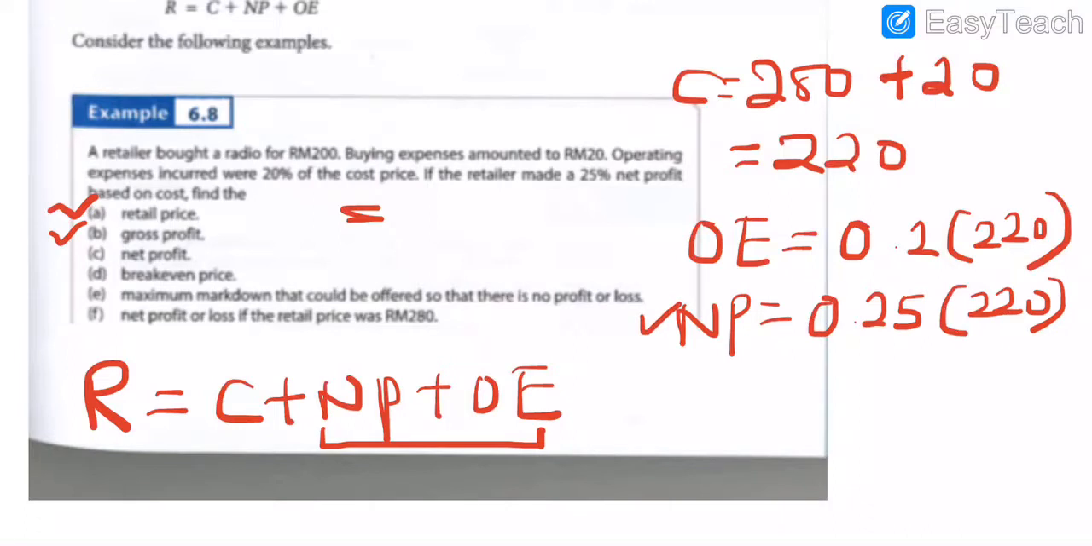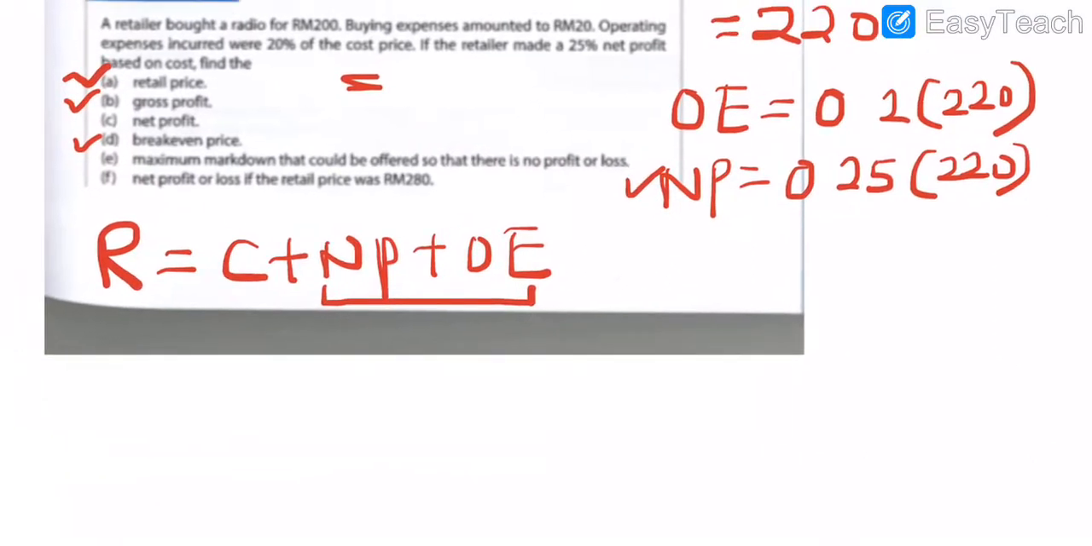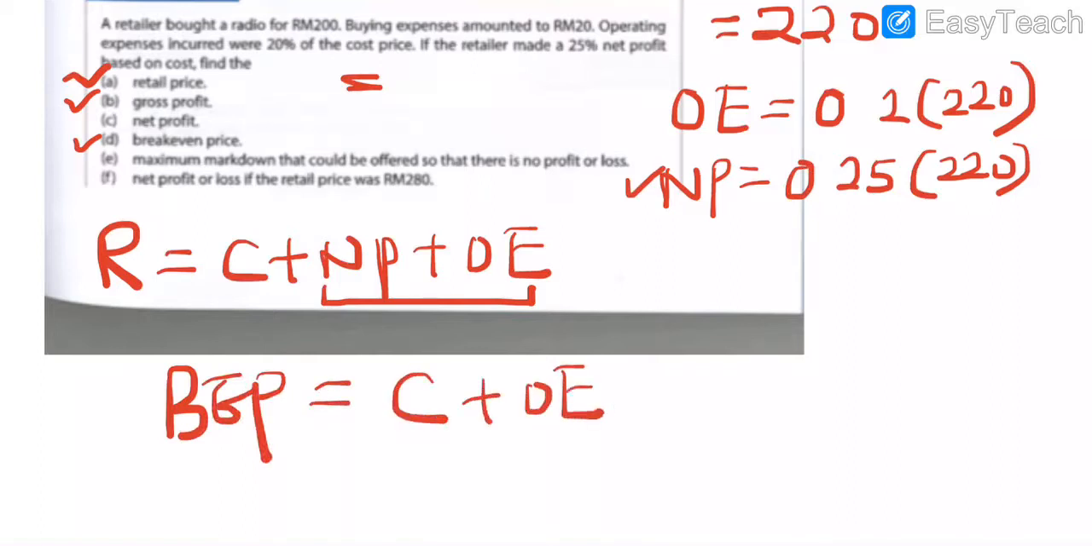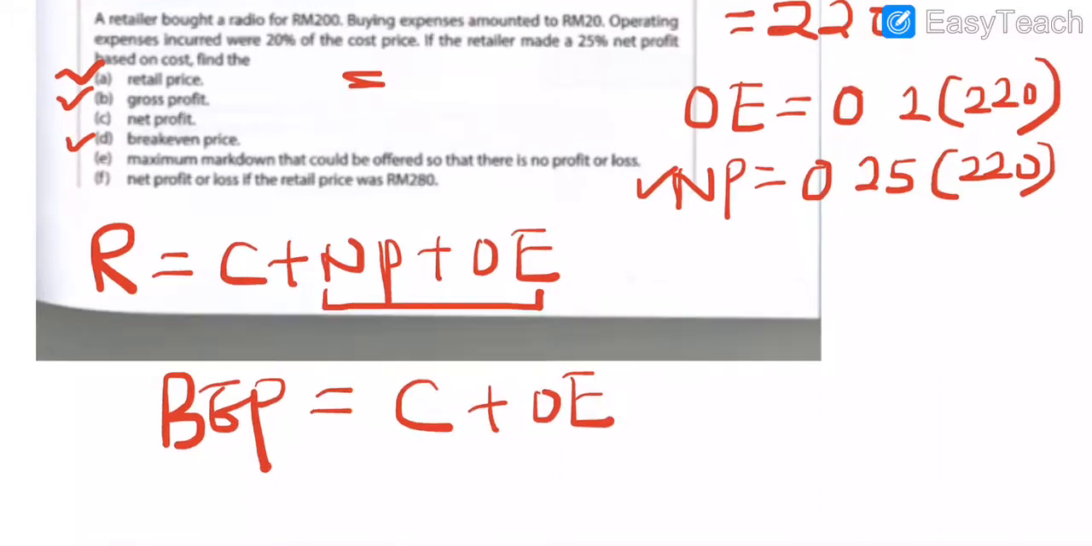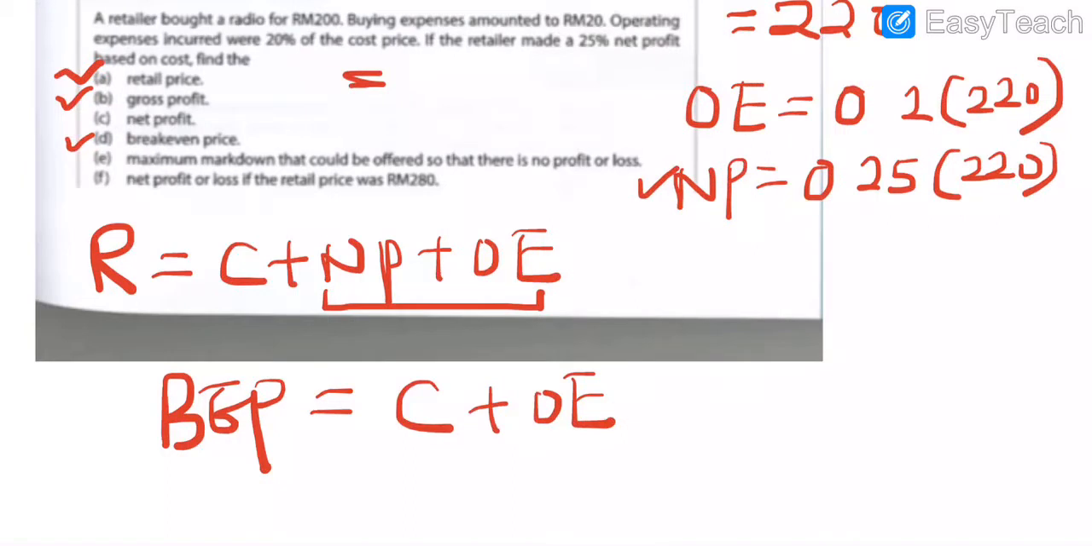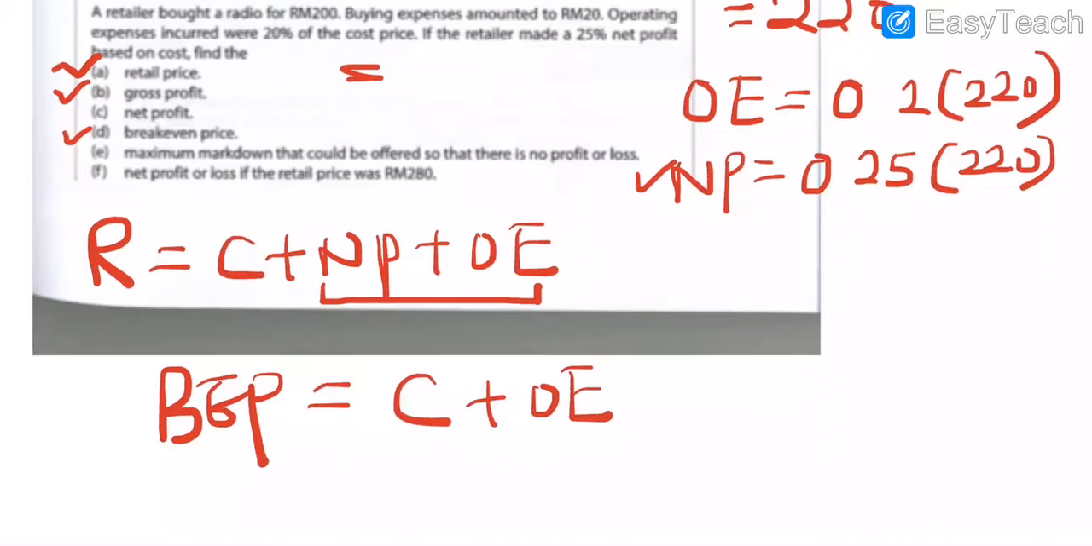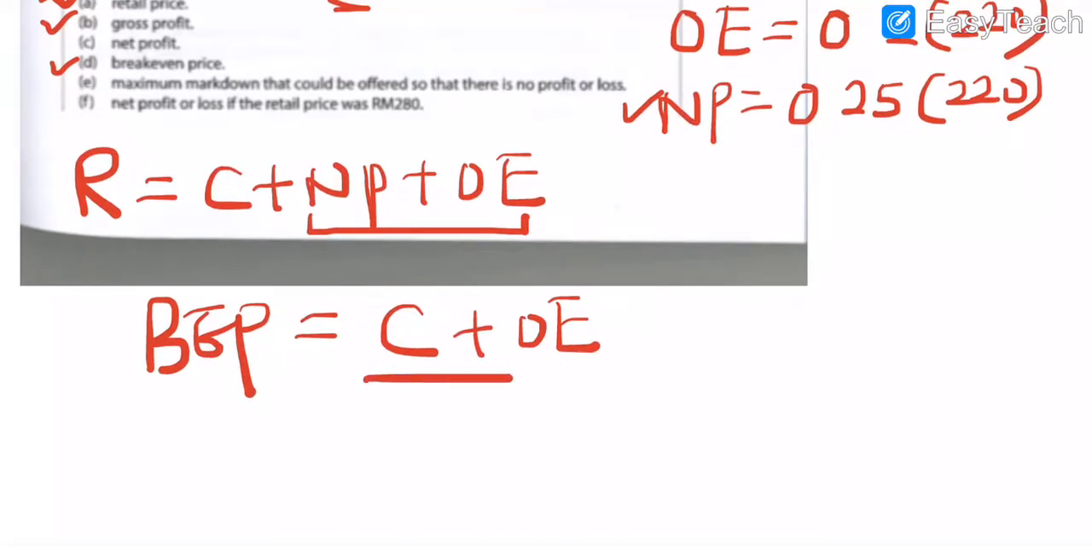Okay, break-even price, D here. Break-even price is equals to C plus OE. Okay, so break-even price, C plus OE. Tak ada untung, tak ada rugi. Then number E, maximum markdown that could be offered so that there is no profit or there is no loss. Maximum markdown. Okay, meaning to say that you can only sell pada harga break-even price. Tak ada untung, tak ada rugi. Okay, you can only sell.